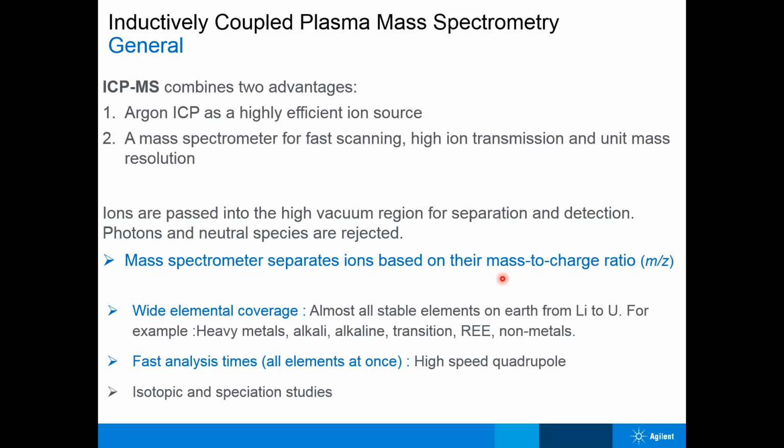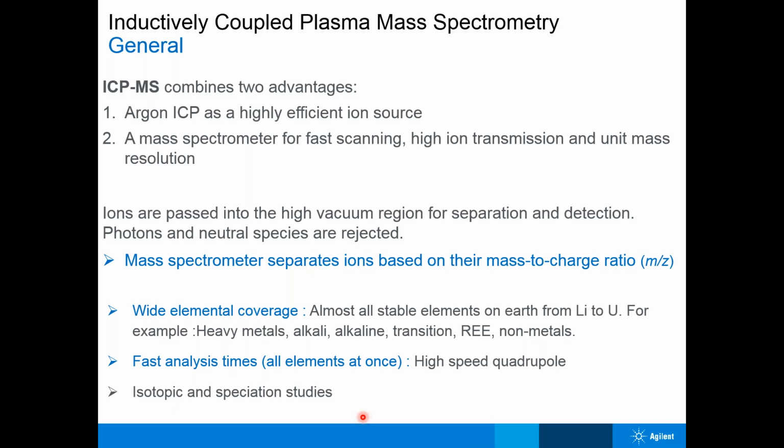Wide elemental coverage. Talking about the wide elemental coverage, it means all the stable elements on the earth you can do by using an ICP-MS. From lithium to uranium, almost all the elements you can do, either it is alkali metals, alkaline earth metals, heavy metals, transition elements, rare earth metals, platinum group elements, lanthanide series, actinide series, or a non-metal. When I'm talking about the non-metals, which are not possible by using the AAS, you can also do the isotopic and the speciation study by using the ICP-MS.